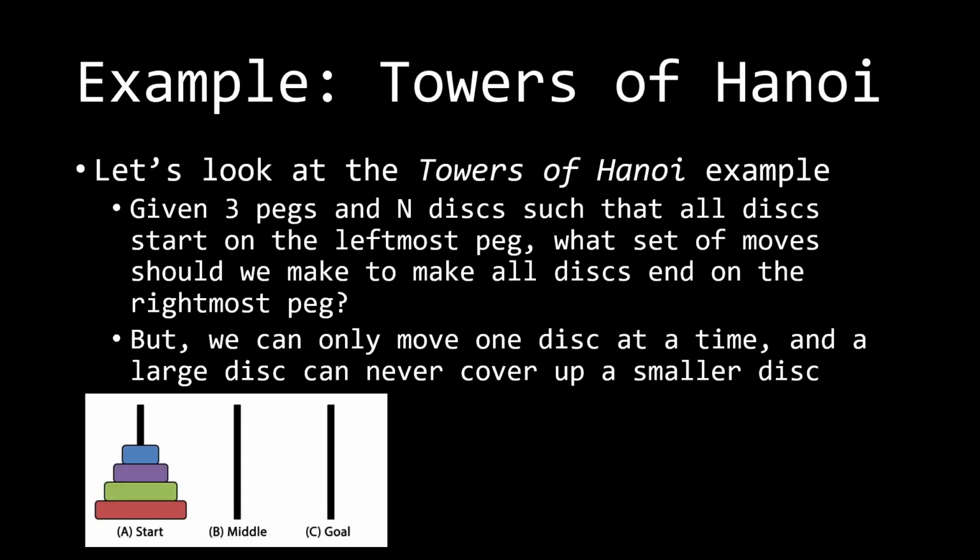You can see here a literal picture of what it looks like. Mathematically, we can prove that the optimal move count is 2 to the n minus 1. I'm not going to go into detail why this is the answer, but just note that the optimal move count for any number of disks with 3 pegs is 2 to the n minus 1.